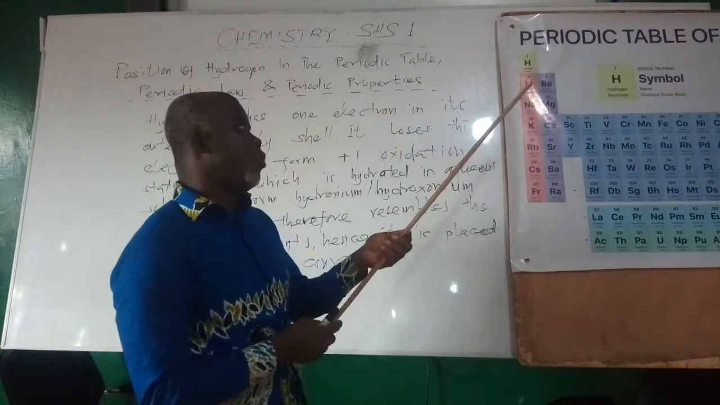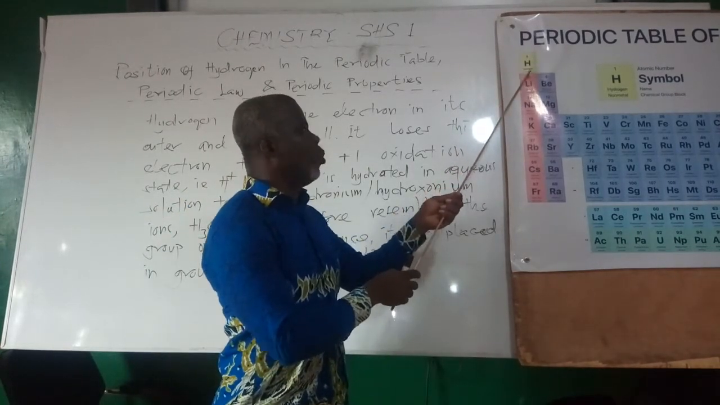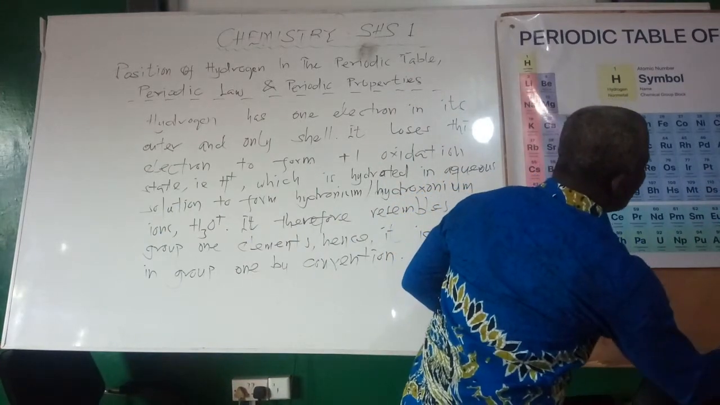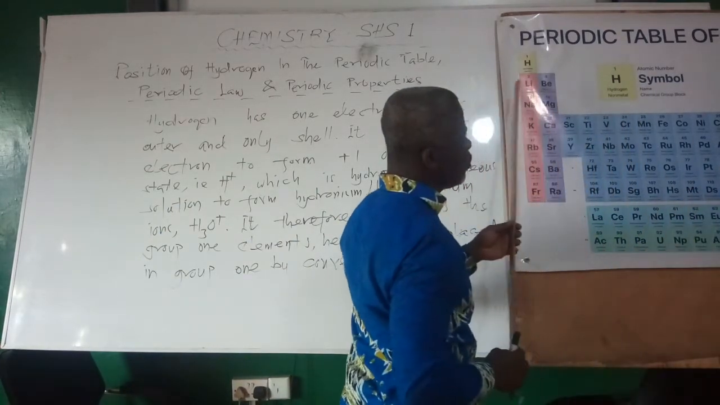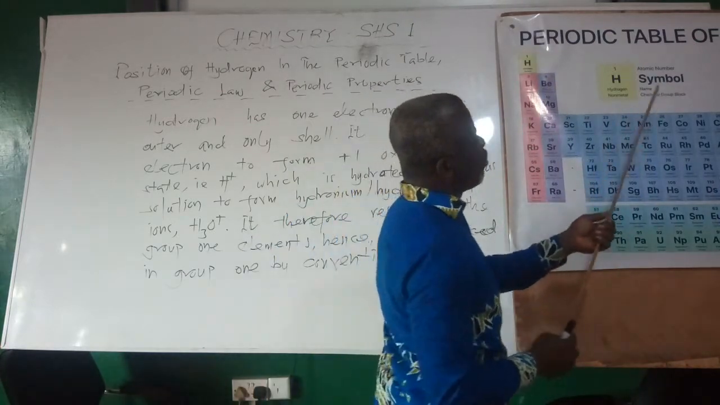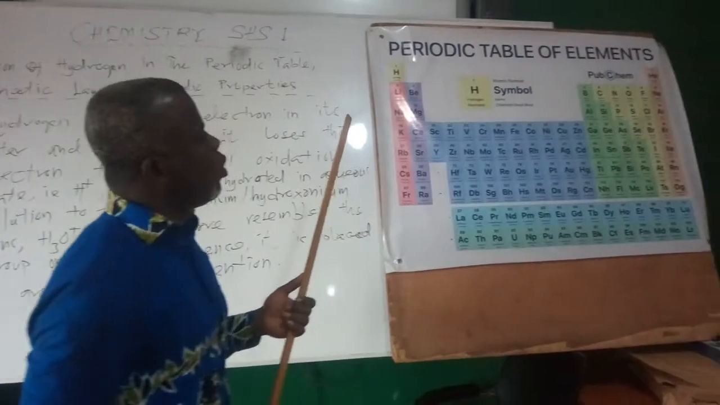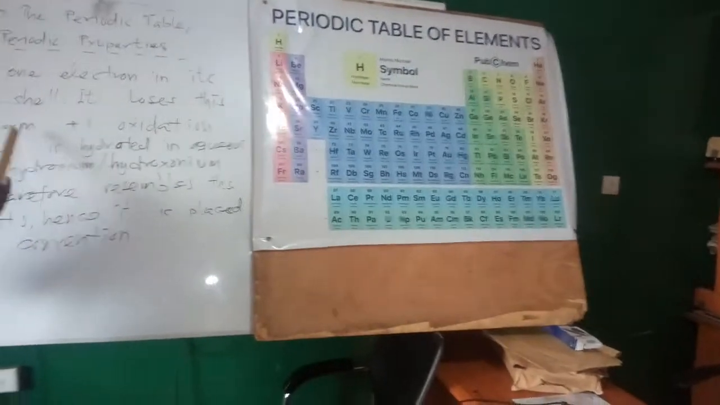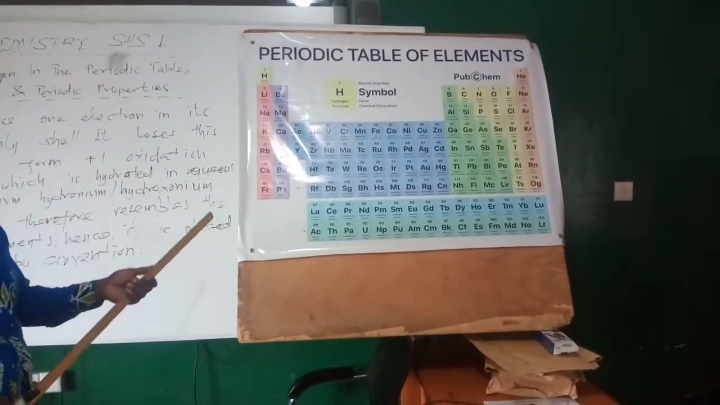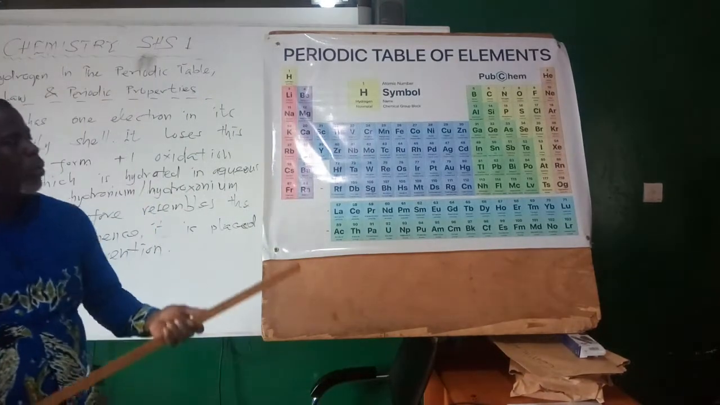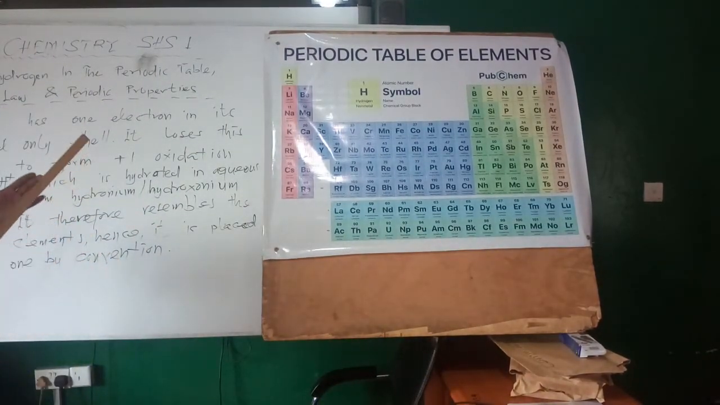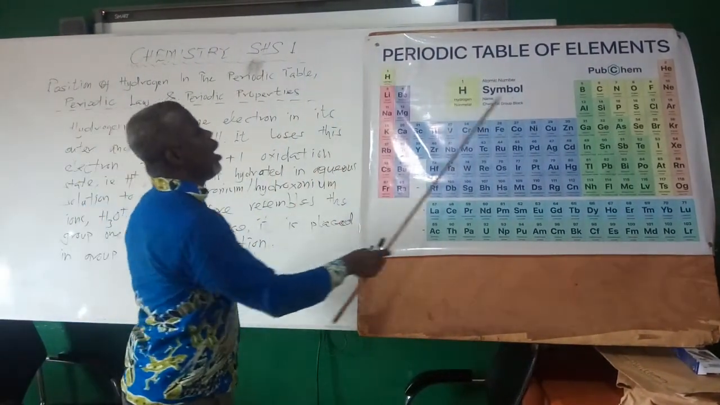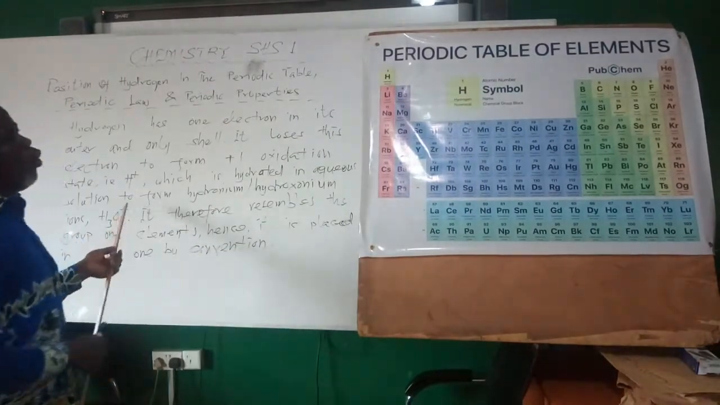This is a chart of the periodic table, and you see hydrogen here is placed in group 1 because of this. And it can also be placed in group 7 or group 17 because it gains 1 electron in compounds like sodium hydride and magnesium hydride. In fact, all of them do gain 1 electron, and it therefore resembles group 7 elements too. So it can be placed in group 1 and group 17 or group 7A.